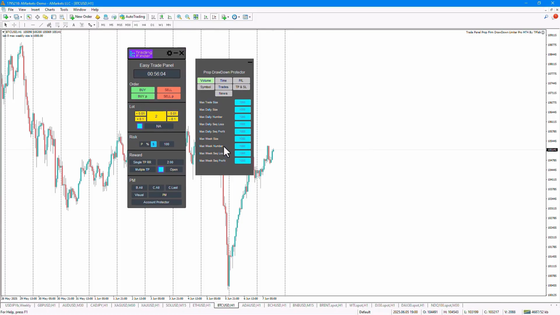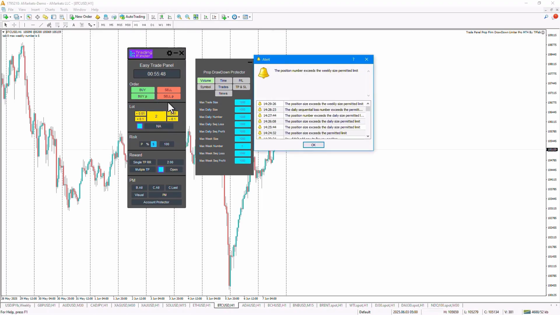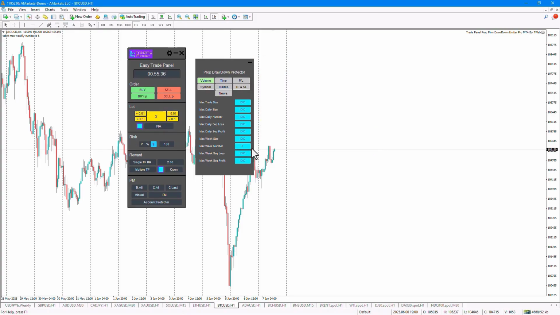The next section is related to the number of trades in a week, specifying how many trades I am allowed to execute within a single week. So if I set the number here to 8, or even if I set it to 5 and try to enter a trade, the expert advisor will prevent this because we had already executed a number of trades before, and now we have exceeded our weekly limit.